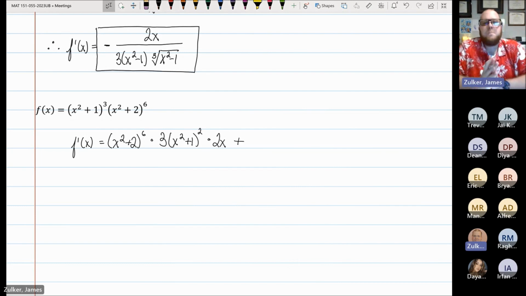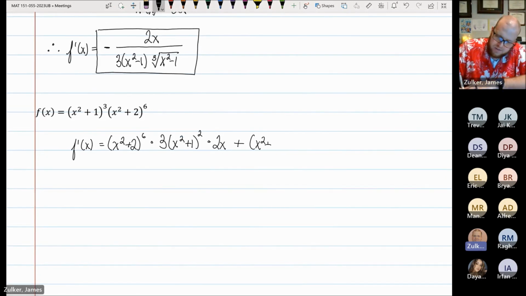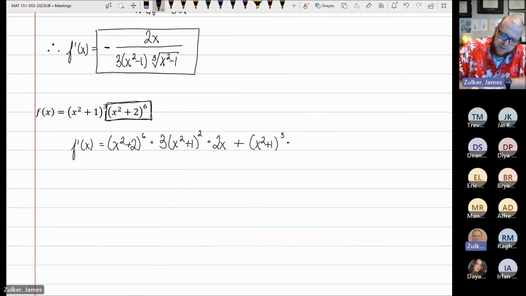Right, but I'm still in product rule. So plus the first function times the derivative of the second. Right? So now I'm looking at this function here. I play the same game.